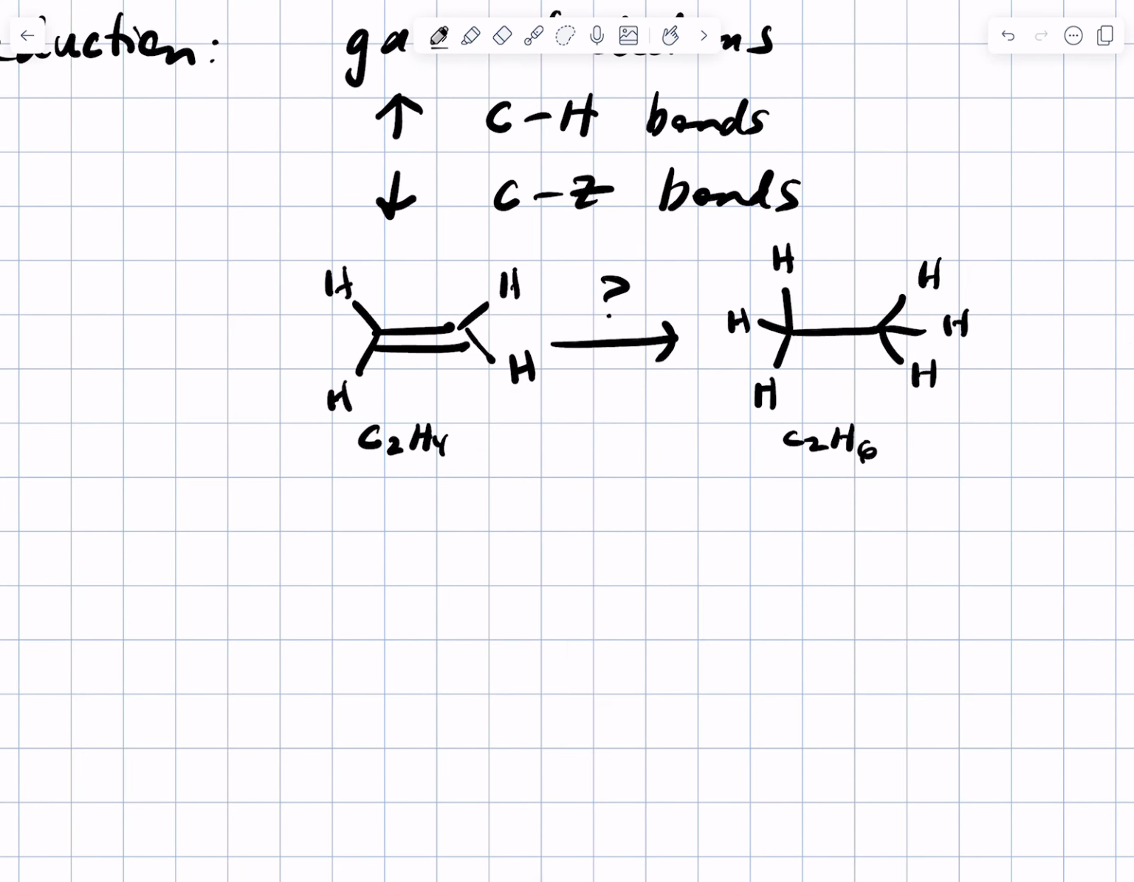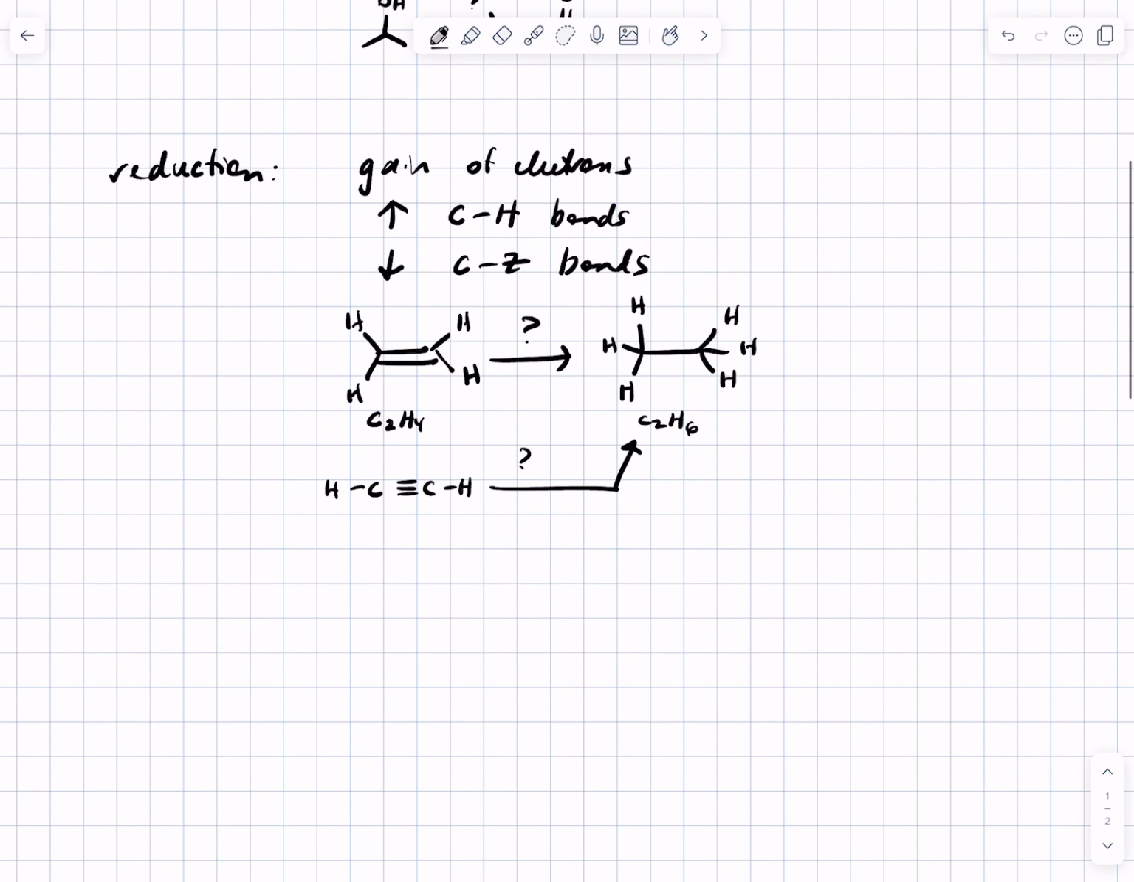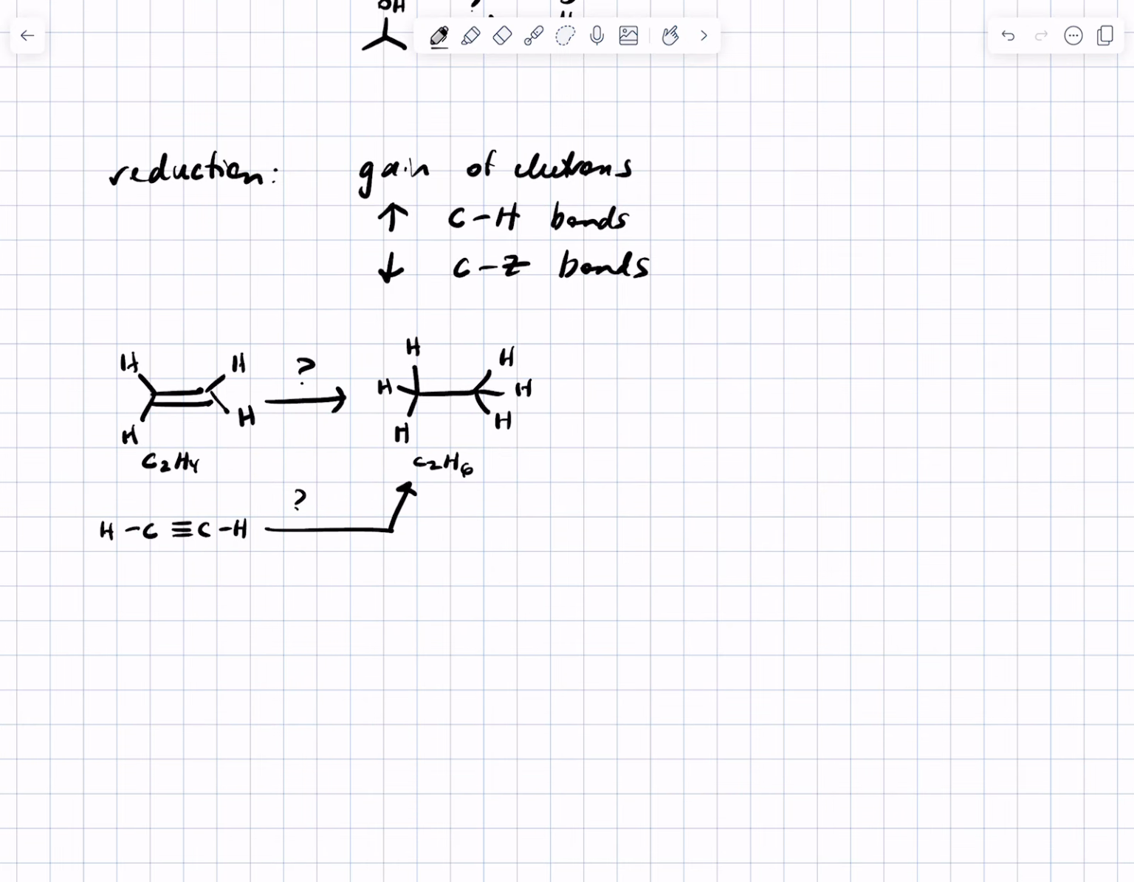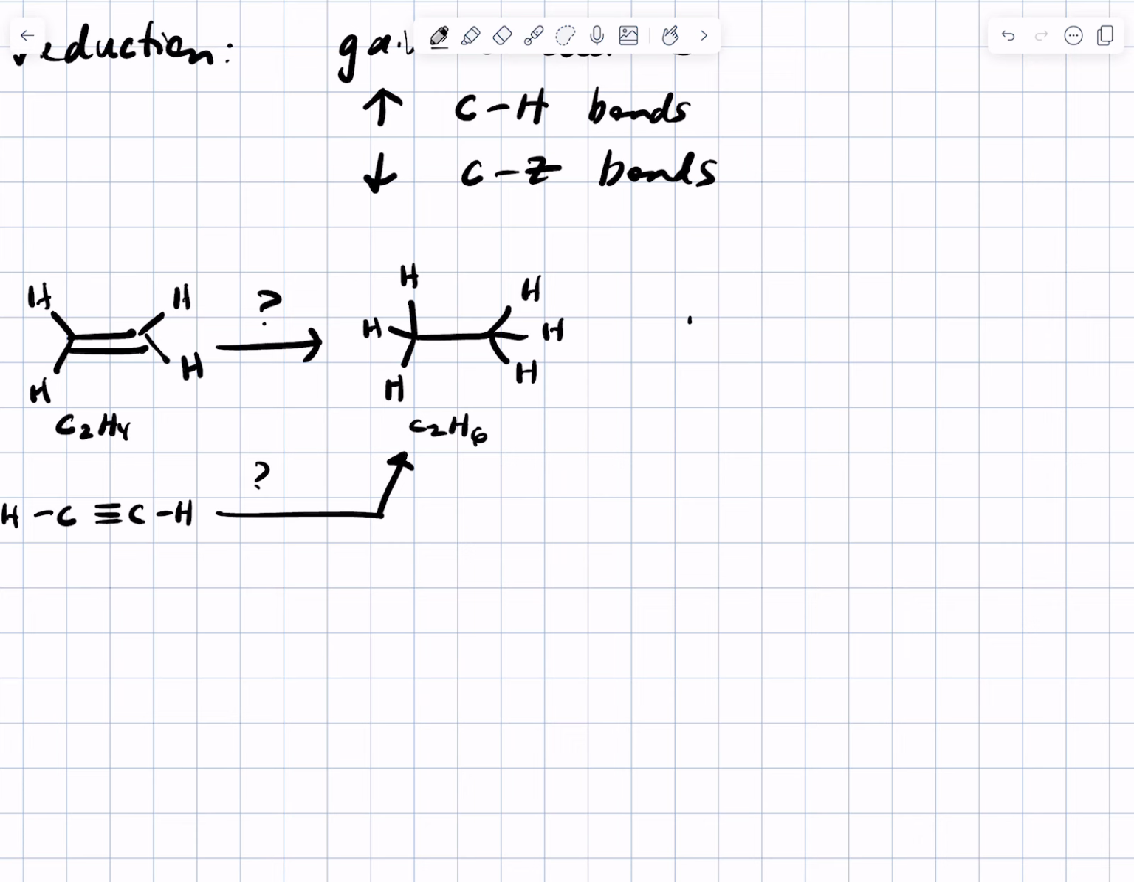We'll see we can do the same for the alkyne. So we're going to have reduction conditions that convert this same alkyne into this C2H6 product. We'll also see that we're going to have two different sets of reduction conditions that can convert the alkyne into the cis-alkene.